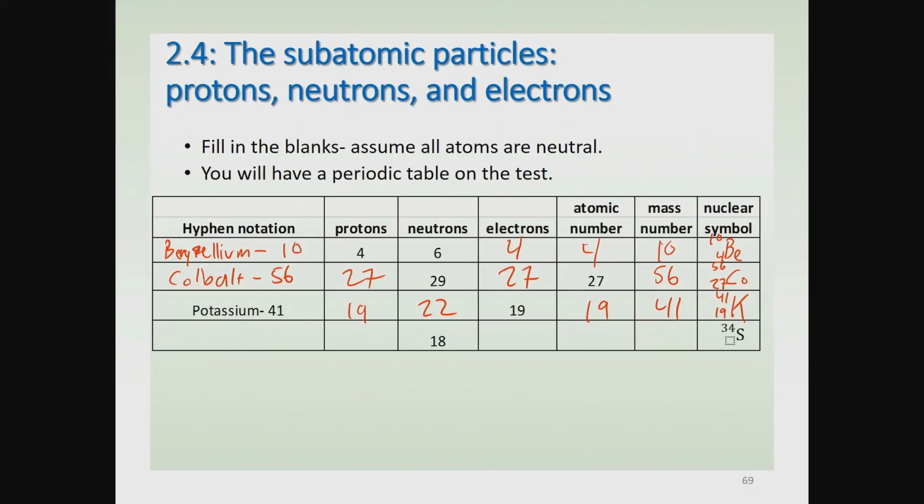For our last one, we have a nuclear symbol that indicates the element we're dealing with is sulfur. It has a mass number of 34, because that's the upper left number, and we're also told the number of neutrons, which is 18. So we know we have sulfur-34, so I'm going to write that out, sulfur.